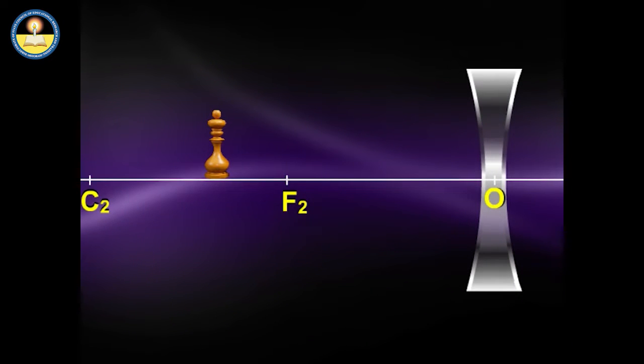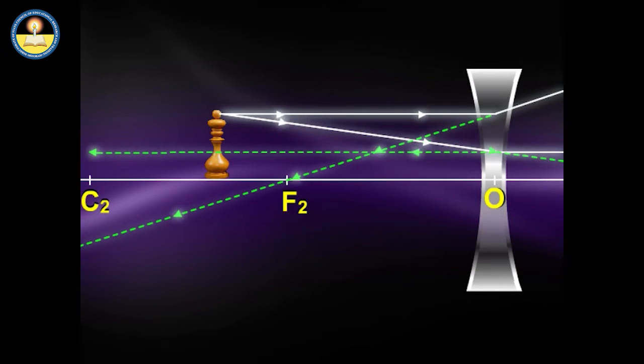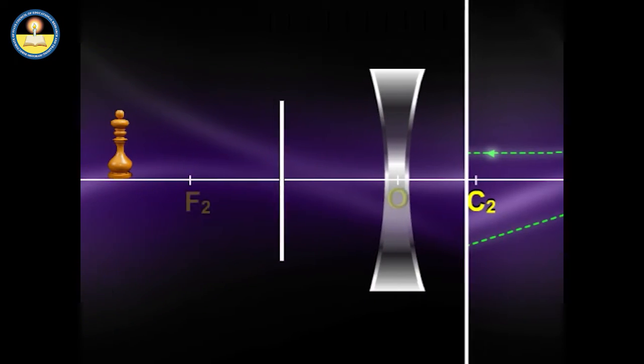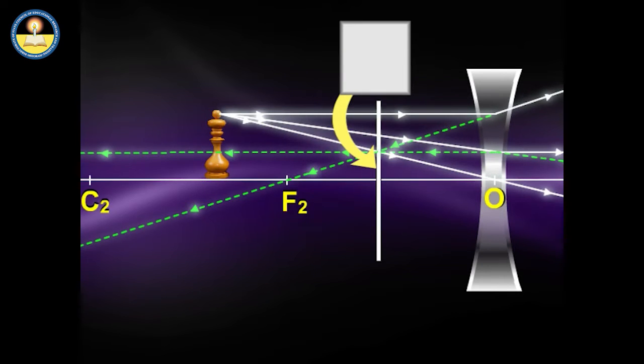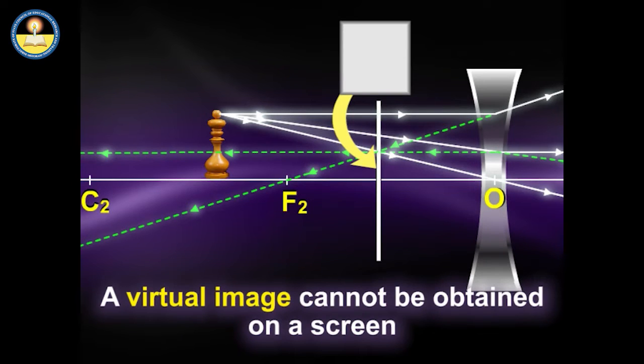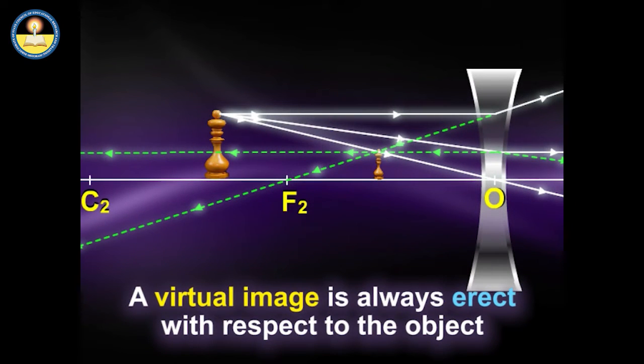On the other hand, if the rays of light from a point of an object, after refraction through the lens, do not actually meet at a point but appear to diverge from a point on the same side of the lens, the image point so formed is virtual. If a screen is placed at this point, no image will be formed on the screen. That is, a virtual image cannot be obtained on a screen. Furthermore, a virtual image is always erect with respect to the object.